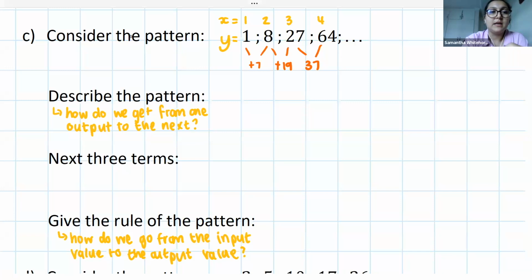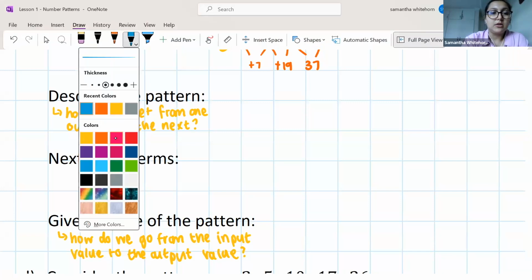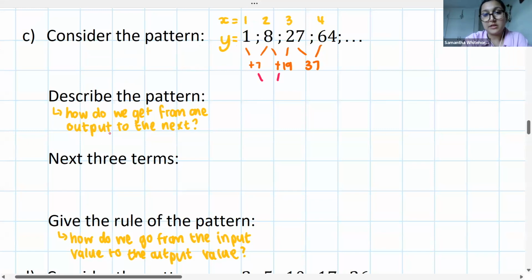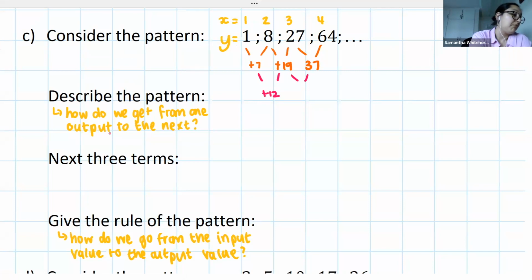Maybe I'm adding consecutive odd numbers. Well, let's see. So now I go to the next difference. 7 plus what gives me 19? Well, 7 plus 12 gives me 19. 19 plus what gives me 37? I don't know. Plus 18. Okay, so that's still not the same.